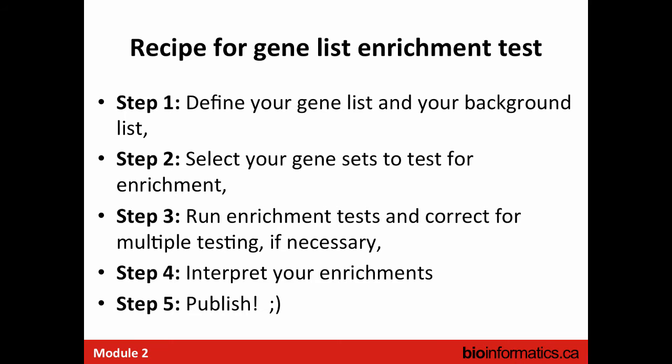And then you run your enrichment test, correcting for multiple testing if necessary. That means if you have more than one pathway that you're checking. Step 4, interpret your enrichments, and step 5 is publish. Great.